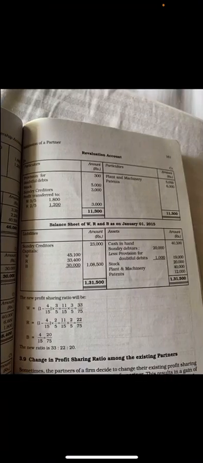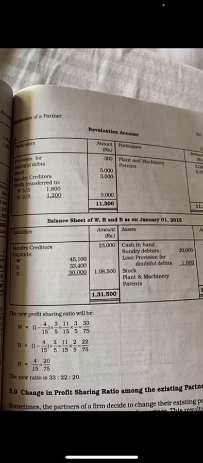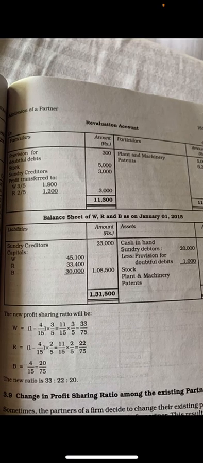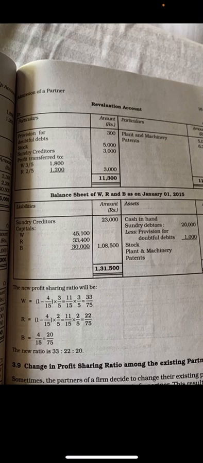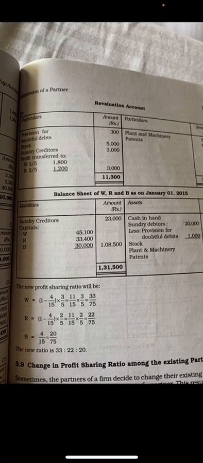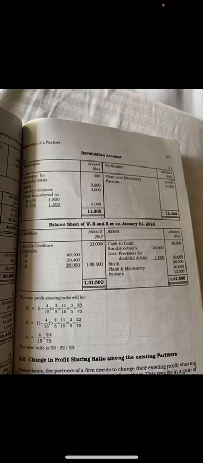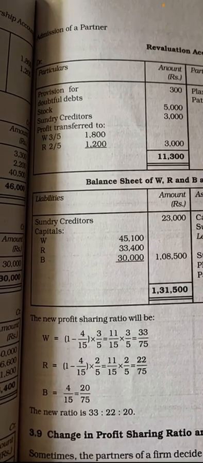And then about the balance sheet. The balance sheet is also very simple, and here they have also shown you the new profit sharing ratio, how it is calculated. Have they asked you in the sum to calculate the new profit sharing ratio? No, they have not told you anything, but they have calculated it here. So how to do that is also told.